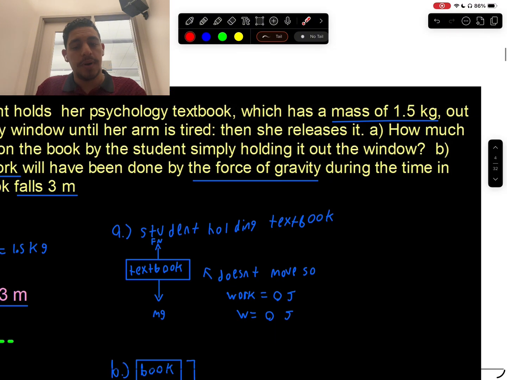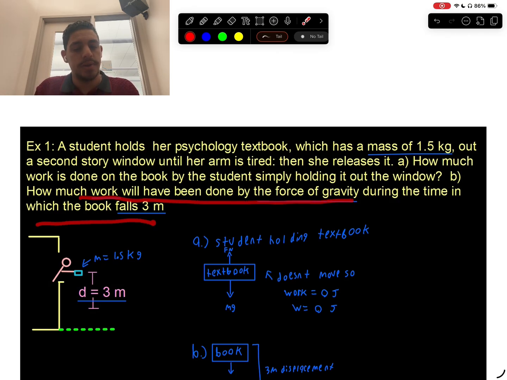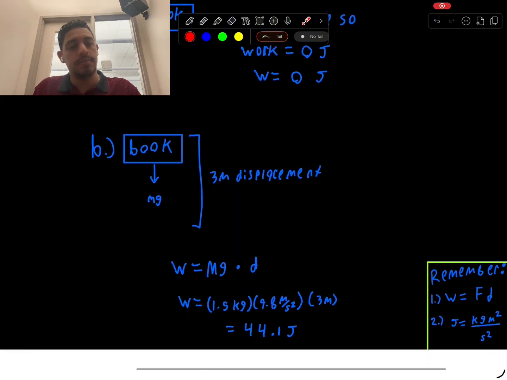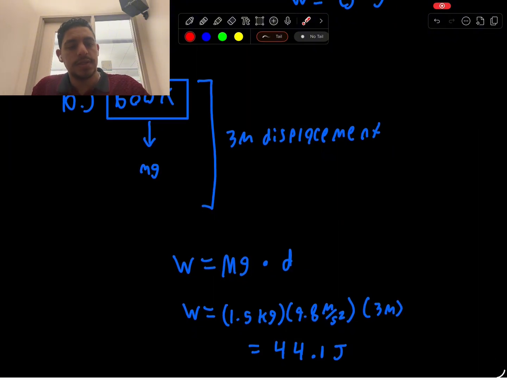Now, part B of the question is how much work will have been done by the force of gravity during the time in which the book falls 3 meters. So now something is changing. The book is falling 3 meters, right? So let's start with our mg, right? There is no force going up. It's just falling straight down, right? And so what we see is there's a 3 meter displacement.